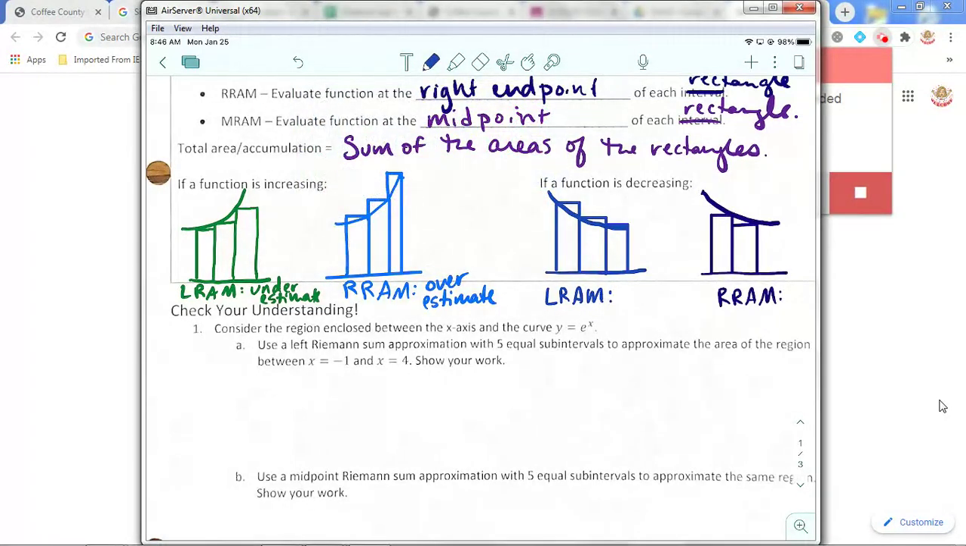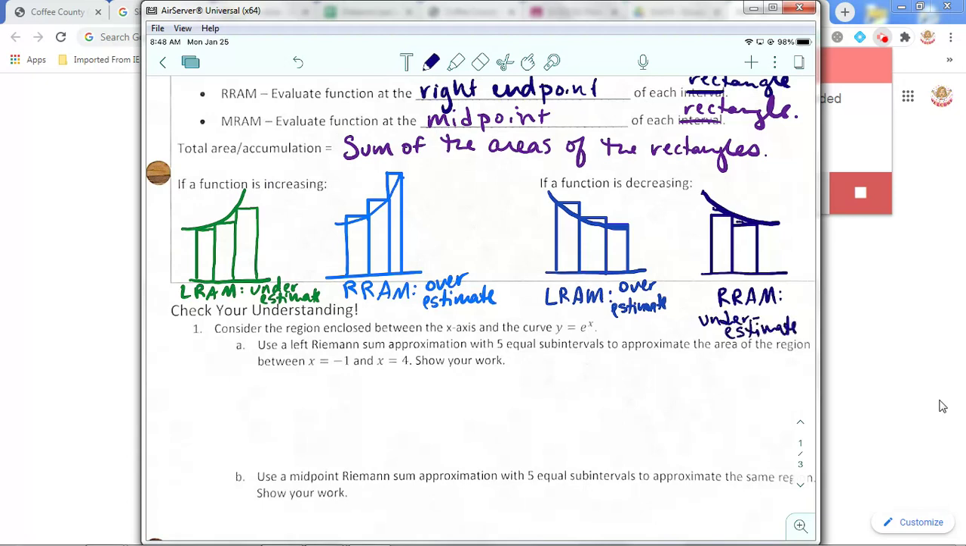All right, so you should see that on the left Riemann sums, if a function is decreasing, the area comes above where you want it to. So that's going to be an overestimate. And then for the right Riemann sums, there's a gap here and here where the area is not covered. So it's going to be an underestimate.